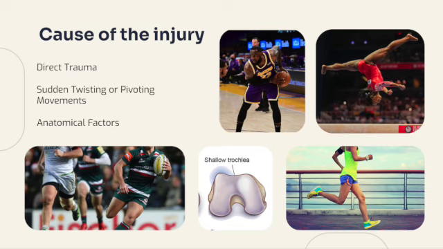The second and most common cause is sudden twisting or pivoting movements. This normally happens in sports, so quick, sharp changes in direction in sports like basketball, soccer, or gymnastics can cause the patella to dislocate. The last cause is anatomical factors. Some people have naturally shallow grooves in their trochlear groove or weaker muscles in their quads, making the kneecap more likely to slip out of place.